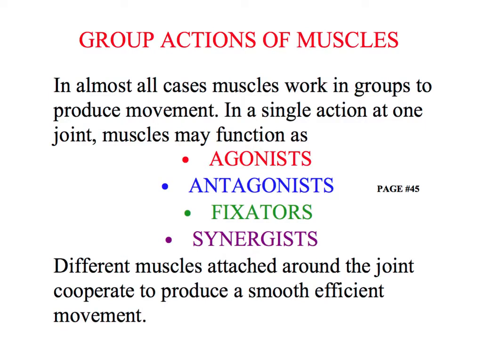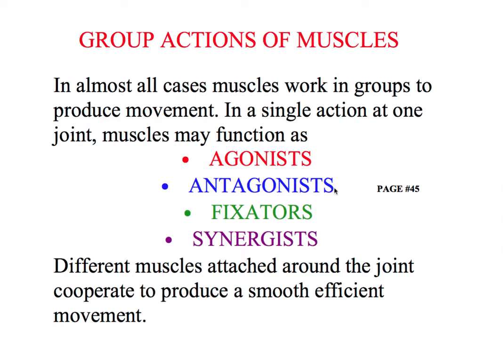When muscles contract to perform actions, they always work together to result in a smooth, efficient movement. And when muscles do work together, they're going to perform one of four different roles. Those roles can be the agonist, the antagonist, the fixator, or the synergist. And this information is highlighted for you on the coloring book on page 45.